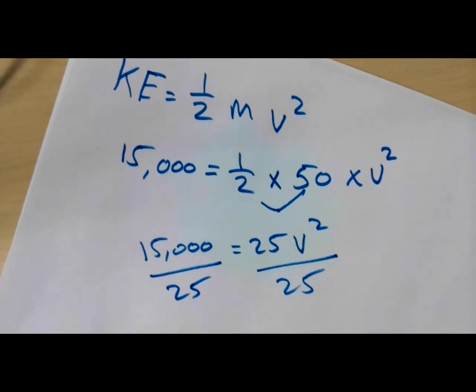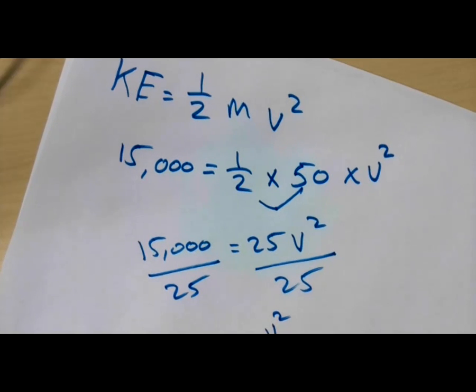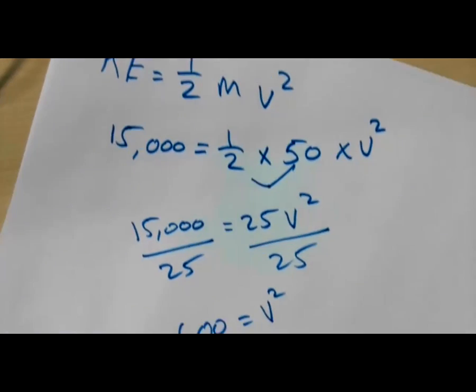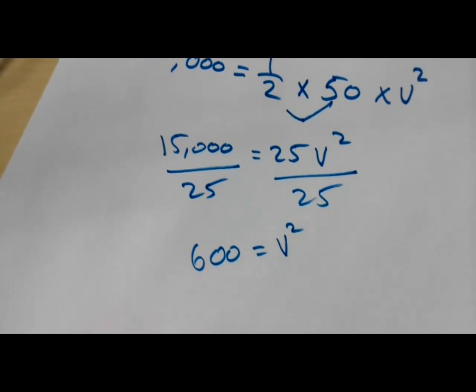So in my calculator, I'm going to take 15,000 divided by 25. And that's going to give me an answer of 600 equals v squared. Now, am I done? Technically, no, I'm not finished. Why am I not finished? Well, I'm not finished because I need to solve for v, not v squared. So I have to undo this squared.